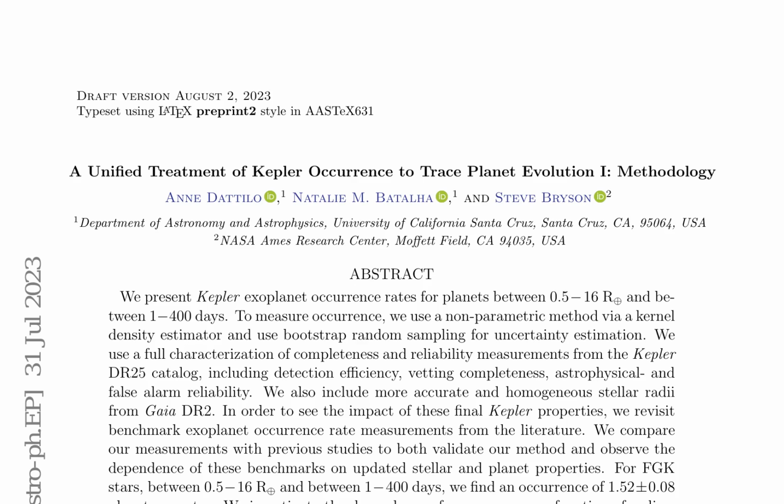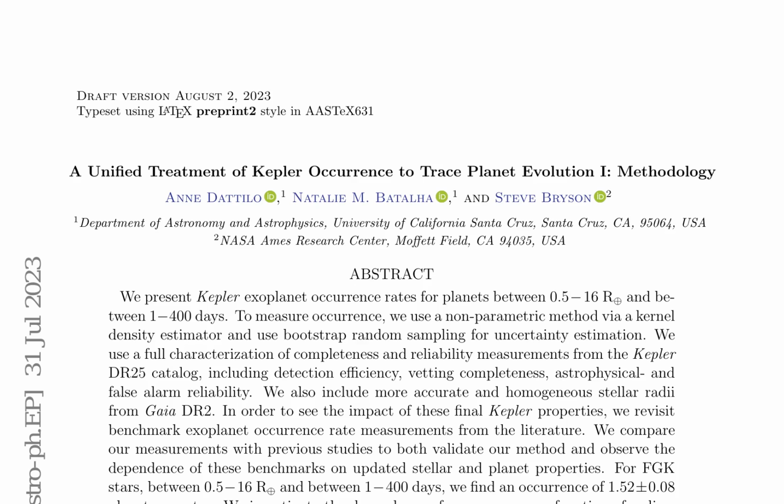The authors present the completeness function for FGK stars, which degrades rapidly with increasing orbital period, as shown in the left panel of Figure 2. The white contours mark the 10%, 1%, 1×10^-2%, and 1×10^-4% completeness levels.